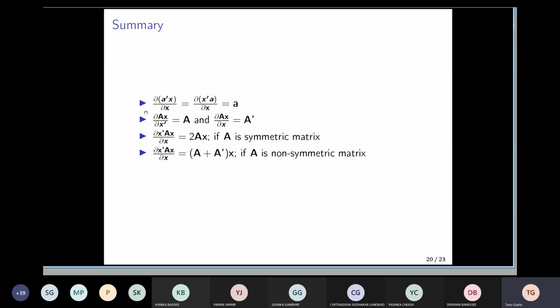So what I was saying, I was talking about this second item. Del Ax over del x prime is A, but del Ax over del x will be A prime. So you can find this out yourself. It's the same way that we have done it for this. It's just that here you have to stack the partial derivatives with respect to the elements of x in column form. So if this is going to be in column form, it means that the whole matrix is going to be transposed.